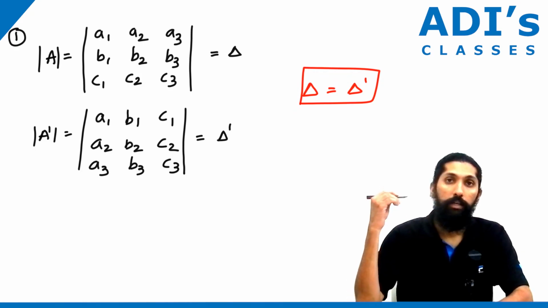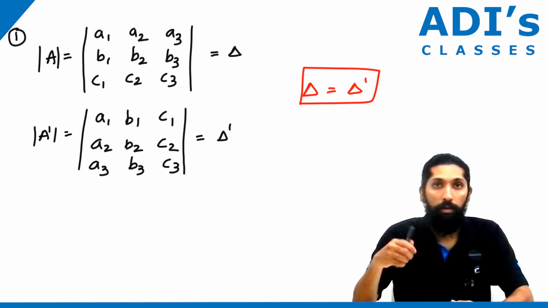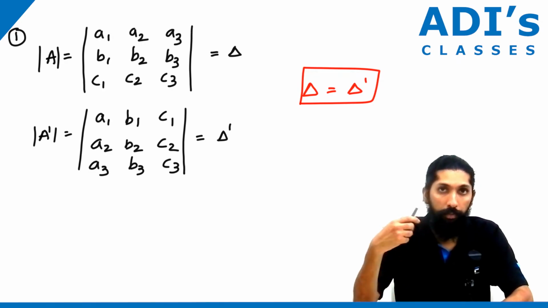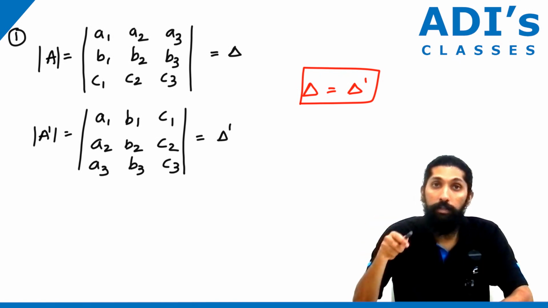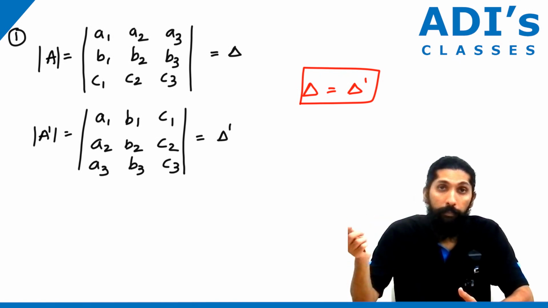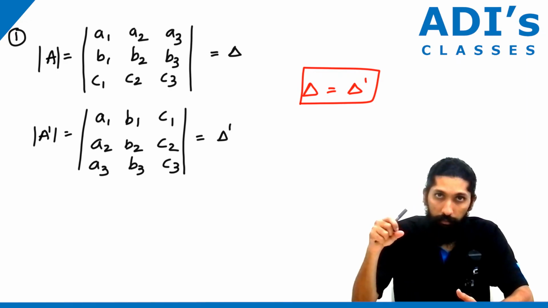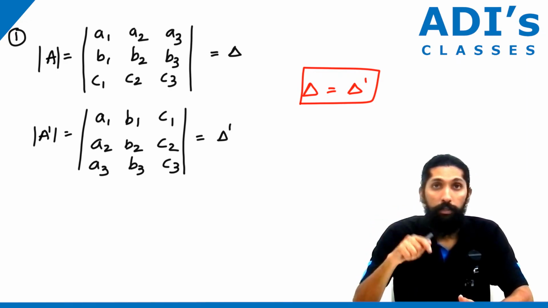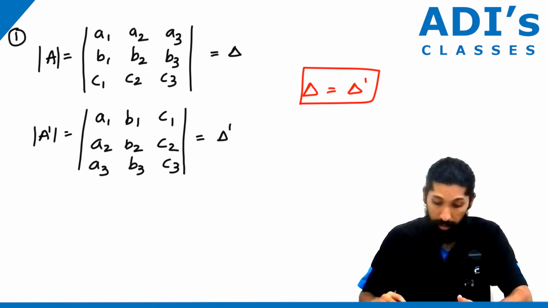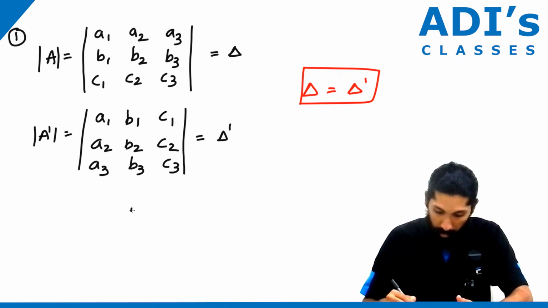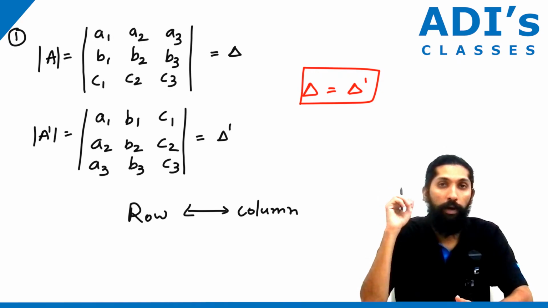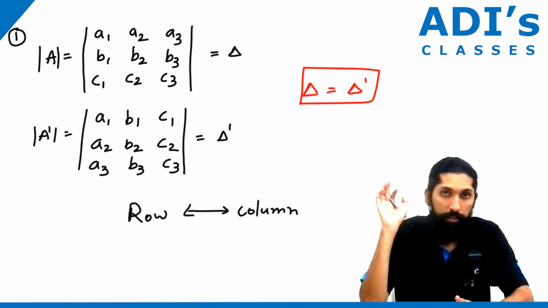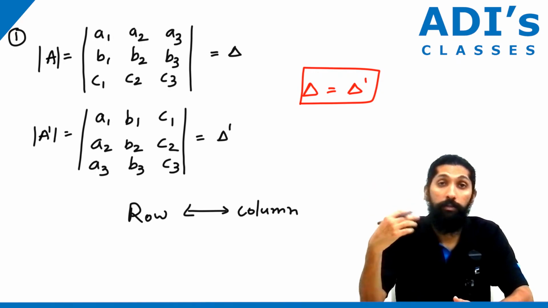Now in this video, let's talk about all the properties. In the upcoming videos, we'll look into the examples and problems where you can understand, yeah, this is the property and we are going to use that. Fair enough? So this is the first property. If you interchange row and column, then the value of the determinant is going to be the same.